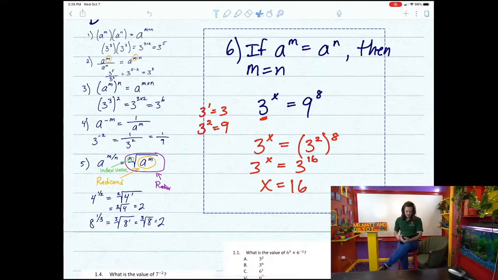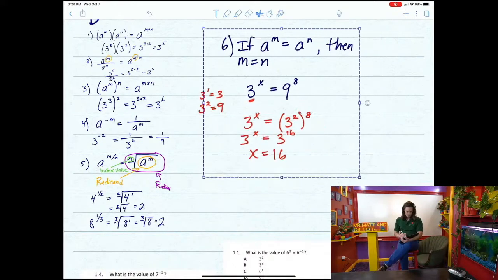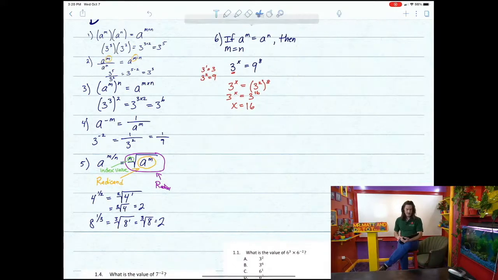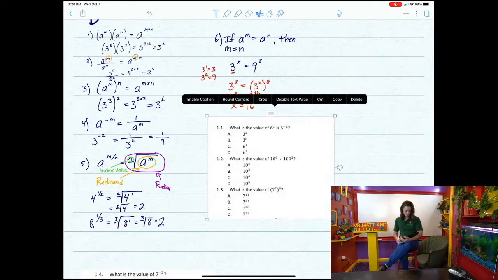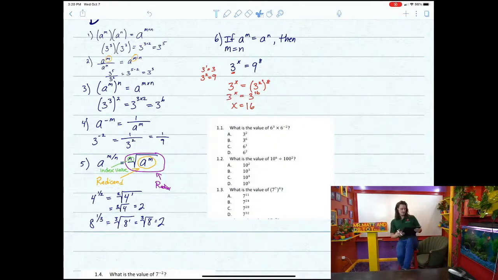So I just wanted to lay down those fundamental rules. If you have any questions on those, please let me know. Otherwise, let's take a look at some questions. I'm going to give you 2 minutes. Please look at these first 3 questions, and then I'll give you some hints, and then I'll give you the solutions.